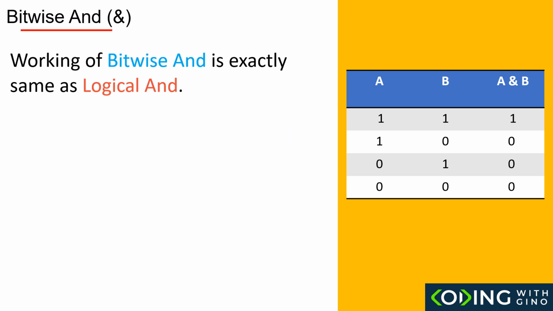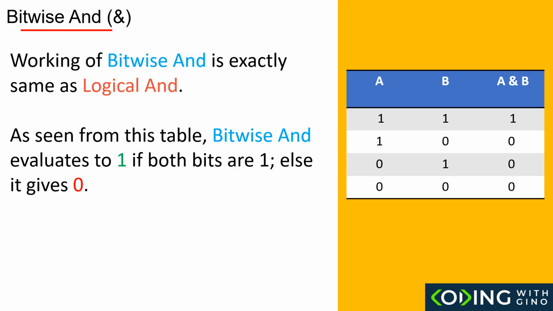Here's a shortcut to remember this table. Bitwise AND evaluates to 1 if both the bits are 1. For any other combination, it gives 0.